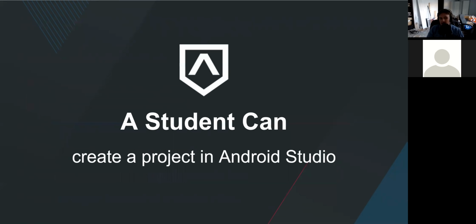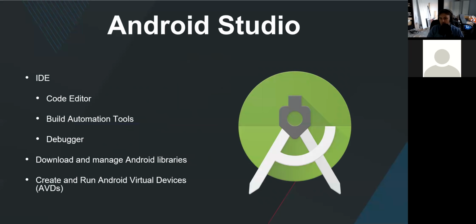So our first objective is understanding Android Studio and being able to create a project inside of that. Android Studio is what is called an IDE, which is an integrated development environment. It consists of multiple components. You have a code editor where you write the code. You have build automation tools that allow you to compile the code. And then you have a debugger that you use to run and test the code.